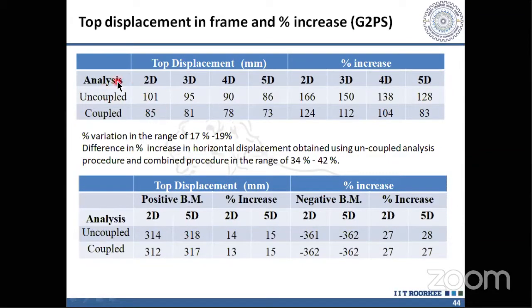That means we solve the pile foundation separately, formulate a 6x6 matrix, and apply it to the base of the column. Now in the coupled case, when we model the complete system together, it is of course quite difficult and takes quite some time. In that case, the displacements were of the order of 85 millimeter, 81, 78, and 73 millimeter. The percentage increase was 124% and came down to 83% at 5D spacing. So the variation between the two approaches was in the order of 17 to 19%.